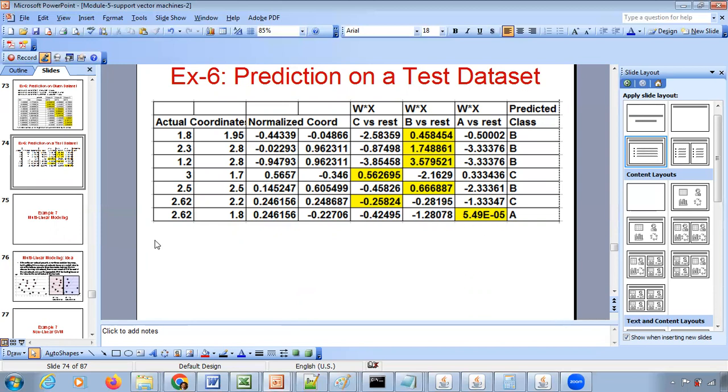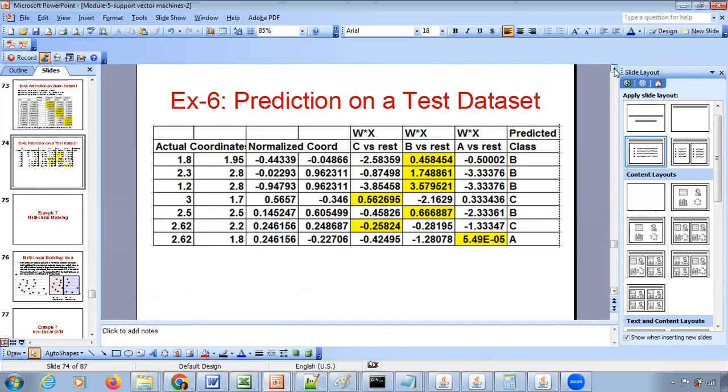The last one is also a kind of boundary point, 2.6 to 1.8. We didn't get a negative, but it's very close to 0. But again, this is technically greater than 0. So that is sufficient because these two are really negative. And this is the largest among the three WX values, and we make it belong to class A. So multi-class classification is really going to be interesting.